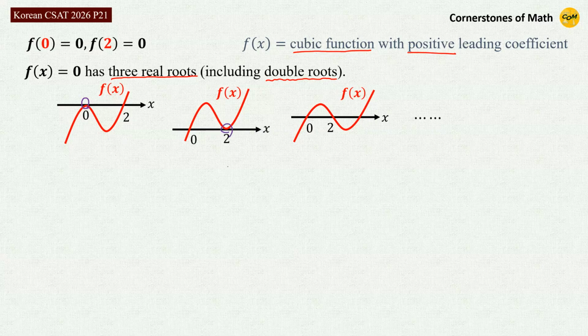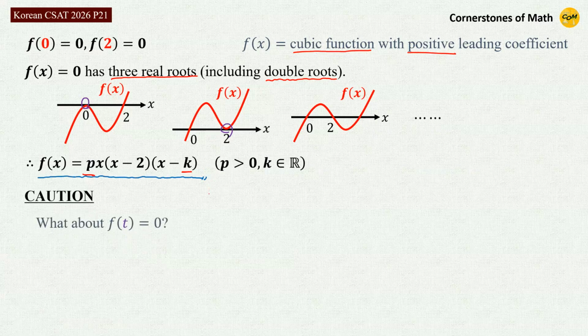We still don't know in which of these cases our f of x belongs, so all we can do for now is to express f of x as positive leading coefficient p times x times x minus 2 times x minus k, which is the third real root.